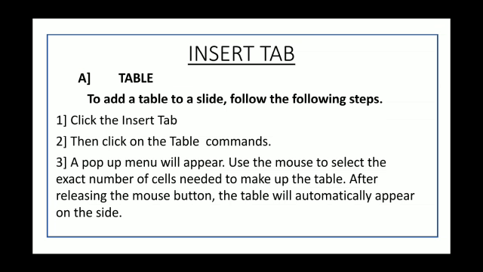Okay, to add a table to a slide, follow these steps. First, click on the Insert tab. If you have a PC at home or a laptop, you can try this. Just click the Insert tab, then click on the Table command. A pop-up menu will appear. Use the mouse to select the exact number of cells needed to make up the table. After releasing the mouse button, the table will automatically appear on the slide.